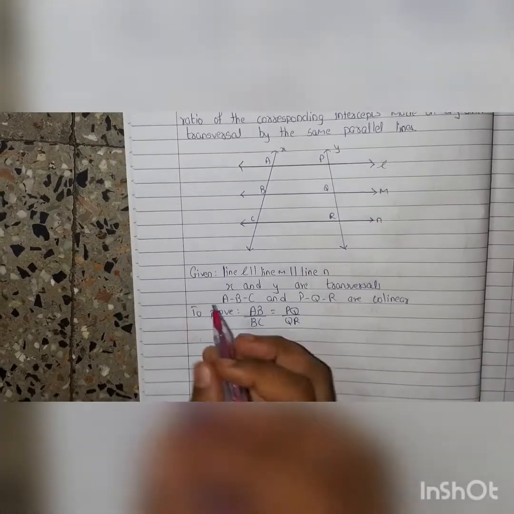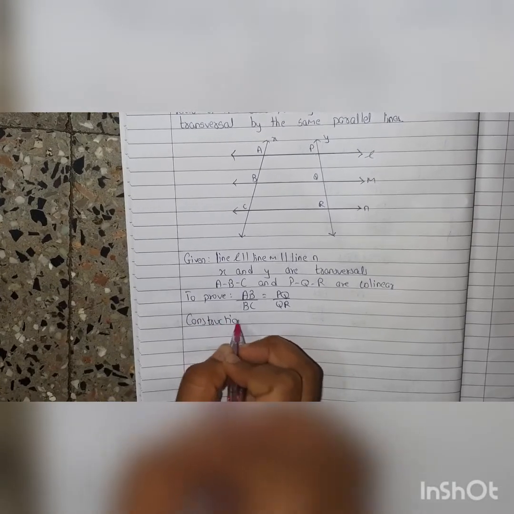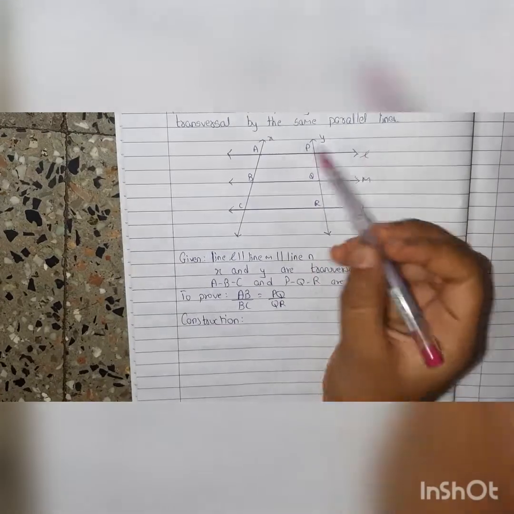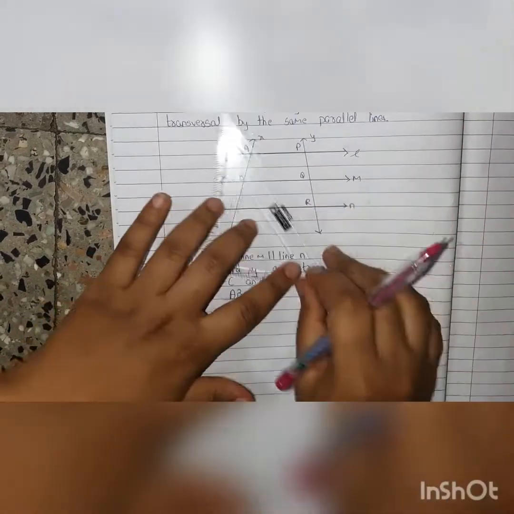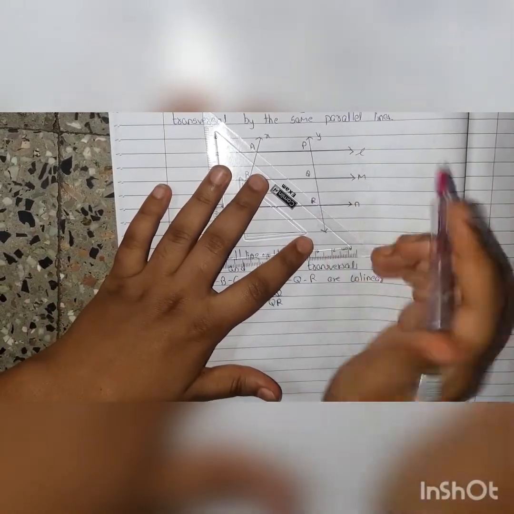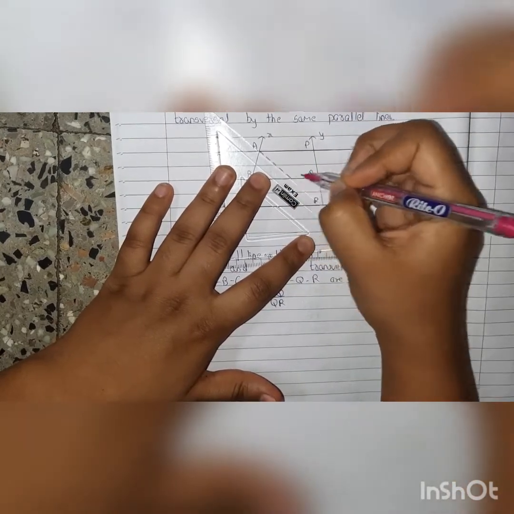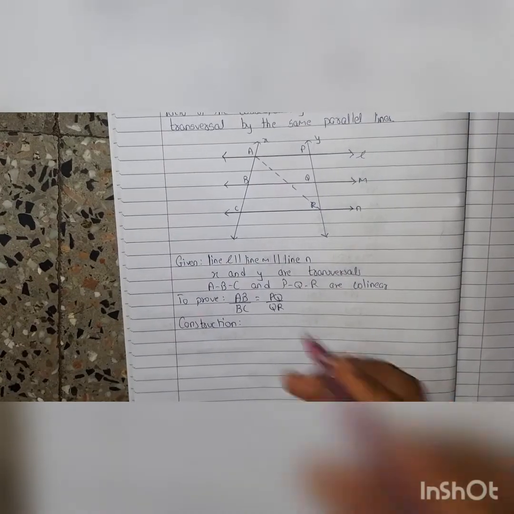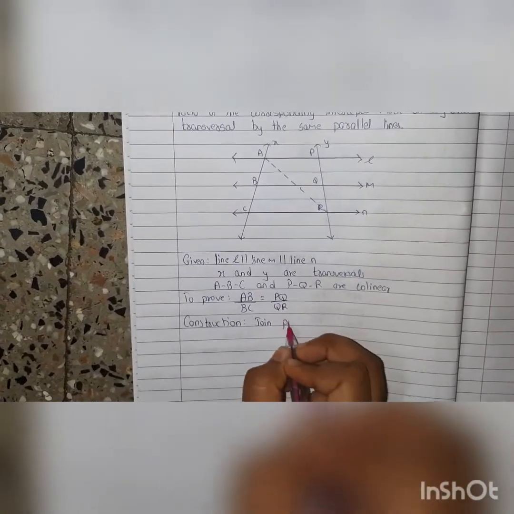Now we'll do some constructions to prove this property. What we have to do is join AR, or you can also join PC. Any one of these you can join. I will be joining AR now. So join AR. This is the construction. I am showing this with dotted lines. In the construction we write here: join points A and R.